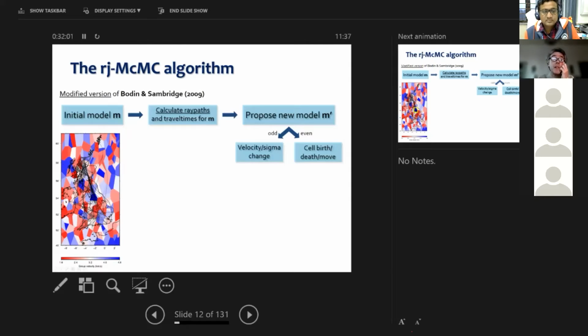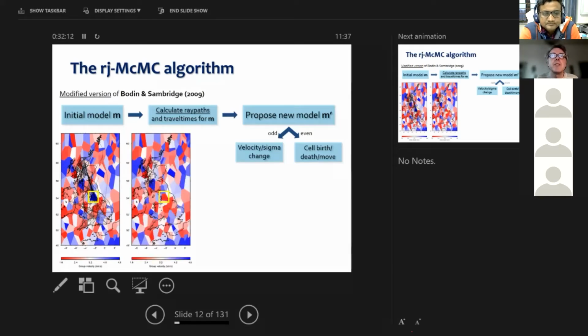So let's focus on, for example, let's say we were on iteration number 1. It's an odd iteration, so we're going to change the velocity of that cell, shown in yellow, and randomly we assign a new velocity to it. It's gone from blue to red, so quite an extreme change. And we got a new model.